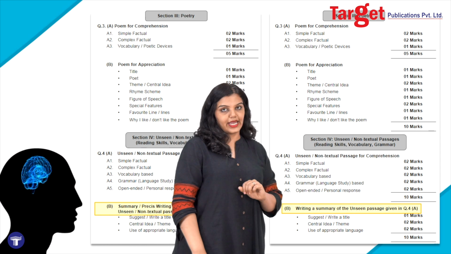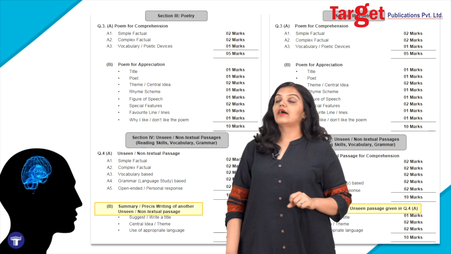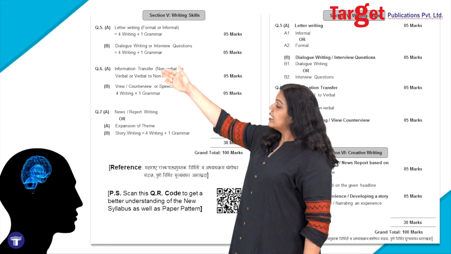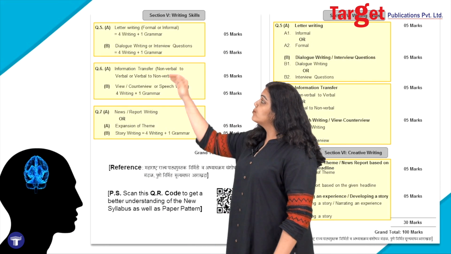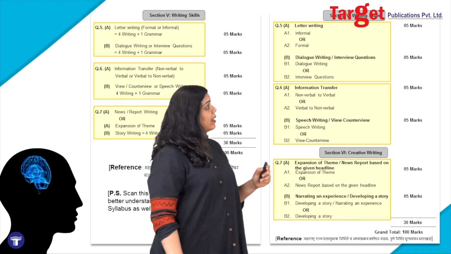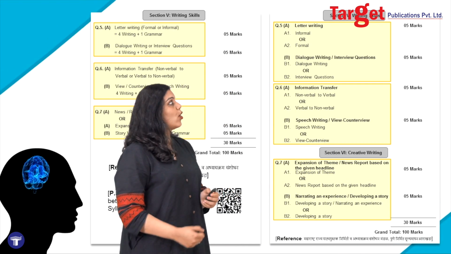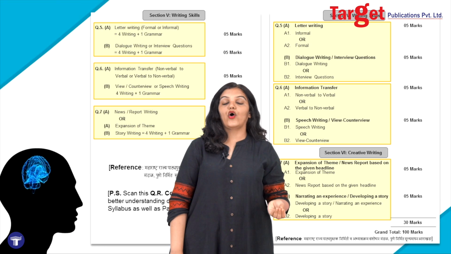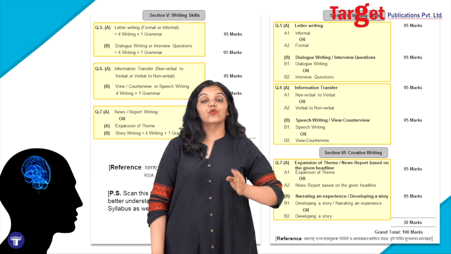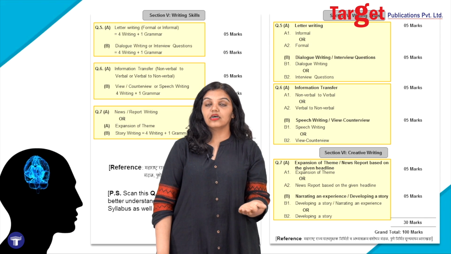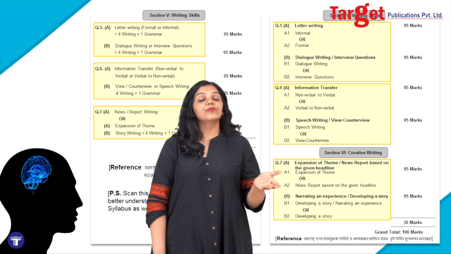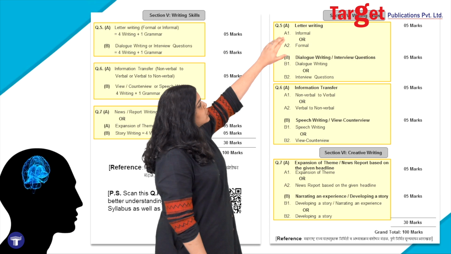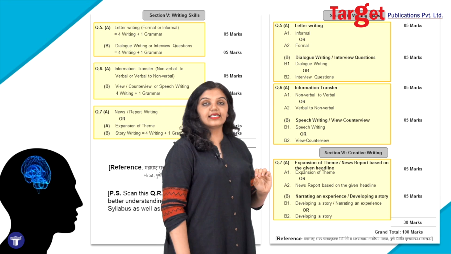The major change in your paper comes in the writing skills section. As you can see, previously in your old paper pattern, there were no options at all. But now the new paper pattern gives you a variety of options. Question 5A now gives you an option between writing a formal or an informal letter. Previously, you had no option. They could have given you a formal letter or they could have given you an informal letter. You had to be prepared for both and attempt whatever was in the examination. Now you have an option between informal and formal letter writing.